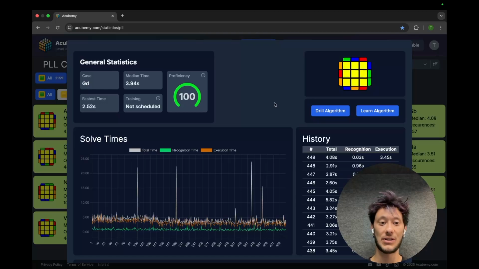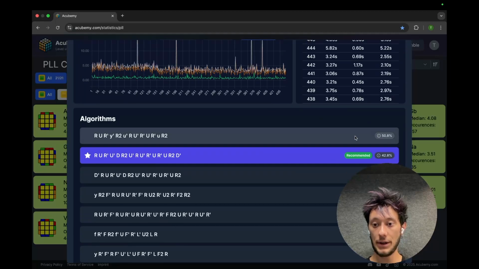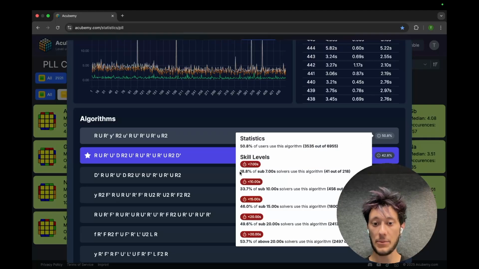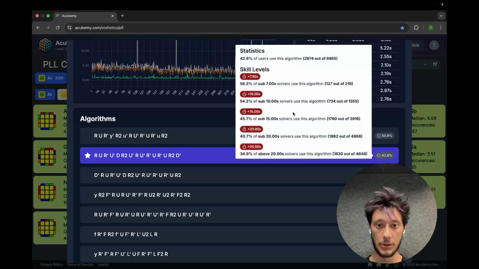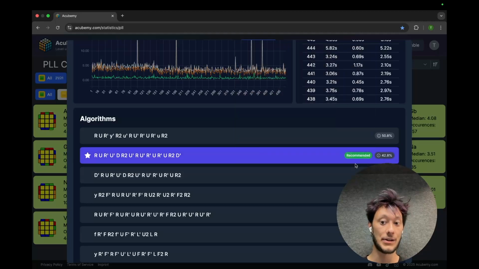Lastly, I want to show you some interesting cases, like the GDPLL. More than 50% use the first algorithm with wide cube moves, but the data shows that less than 20% of sub-7 second solvers use this algorithm. Most of the fast cubers use the second algorithm, nearly 60%. That's also why the second algorithm is the recommended one.